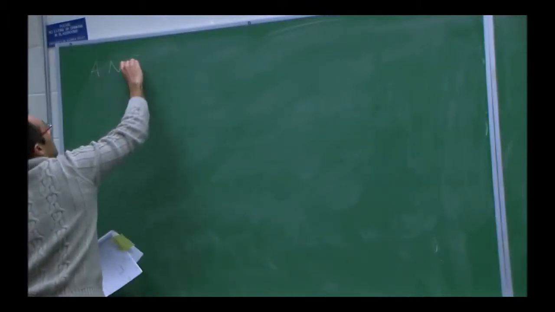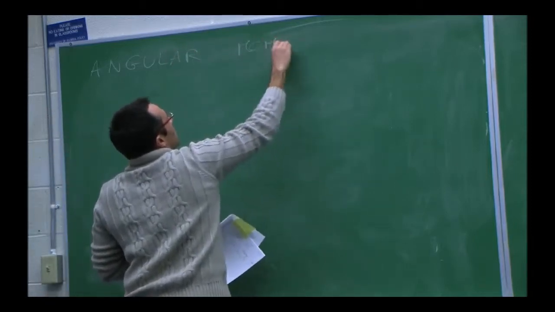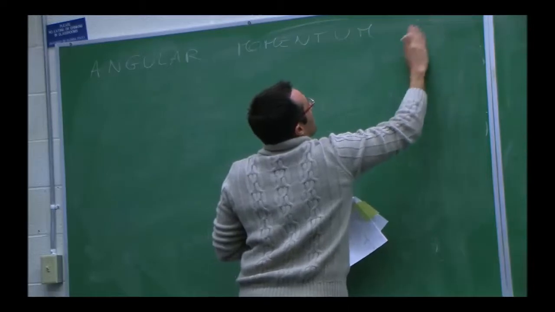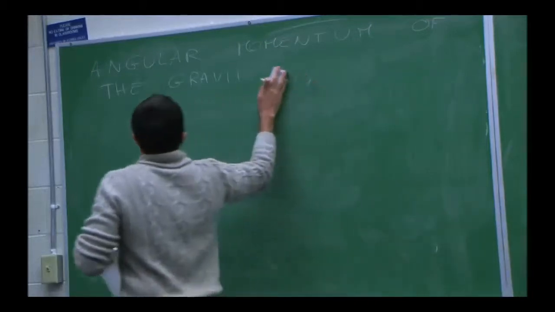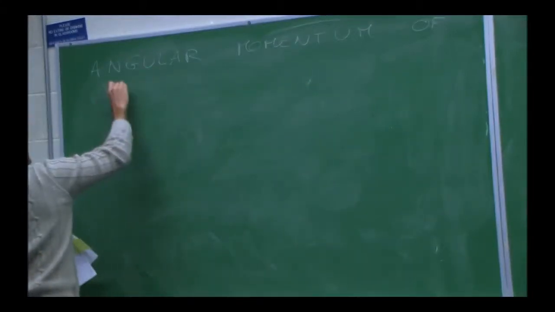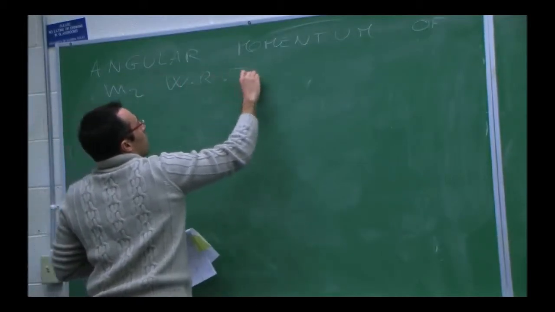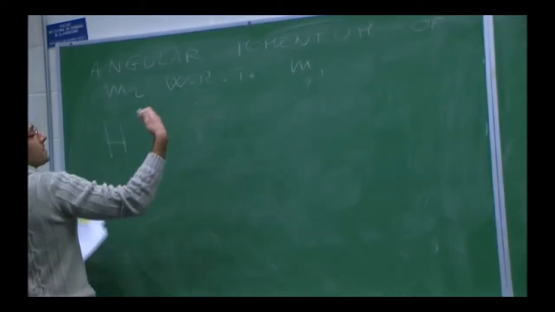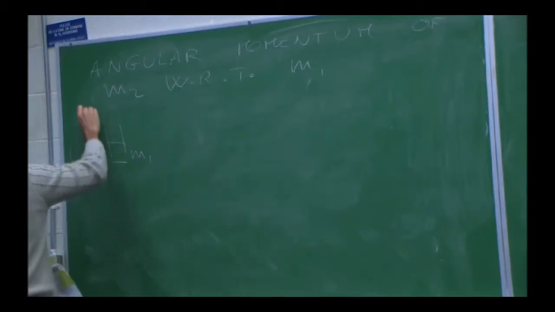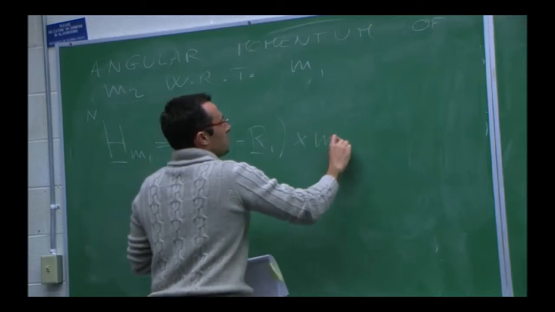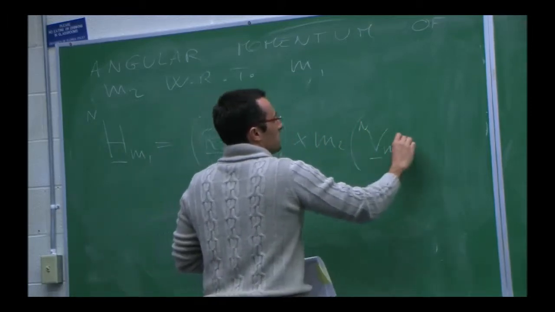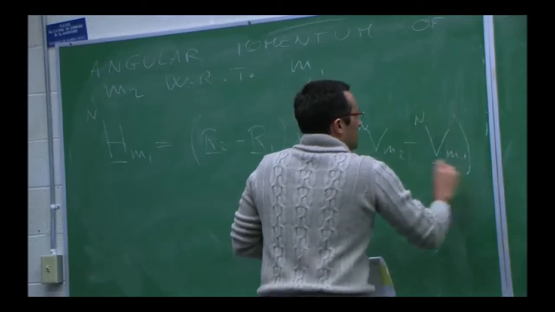First of all, we start from this. Angular momentum of the gravitational force. Well, it's not really of the gravitational force. Let me rephrase this. What I'm actually doing is the angular momentum of, what did we call it, m2 with respect to m1. That's really what I'm going to do first. So what is that? By definition, we've seen this. M1 is the attracting body, so it's the point with respect to which I'm computing h, seen by the inertial observer. This is r2 minus r1 cross with m2 times the velocity of m2 with respect to the inertial observer minus the velocity of m1 with respect to the inertial observer.